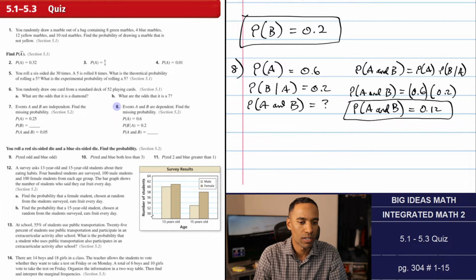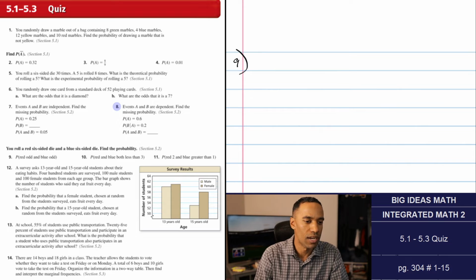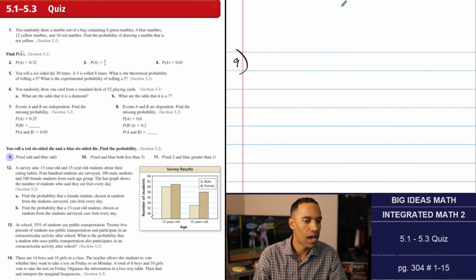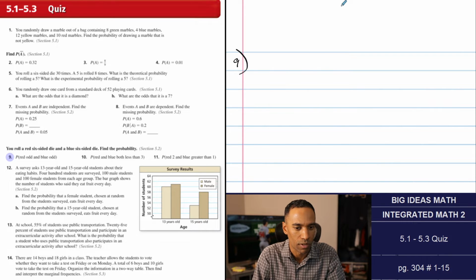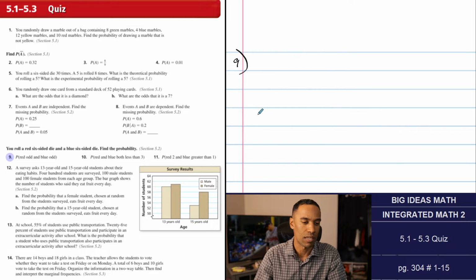Okay, I'll just flip the thing because it looks like 9, 10, 11 are part of the same thing. Numbers 9 through 11, you roll a red six-sided die and a blue six-sided die. Find the probability. Probability of red odd and blue odd for 9, red and blue both less than 3 for 10. So I wanted to check on these three because I wanted to talk about independent and dependent again.